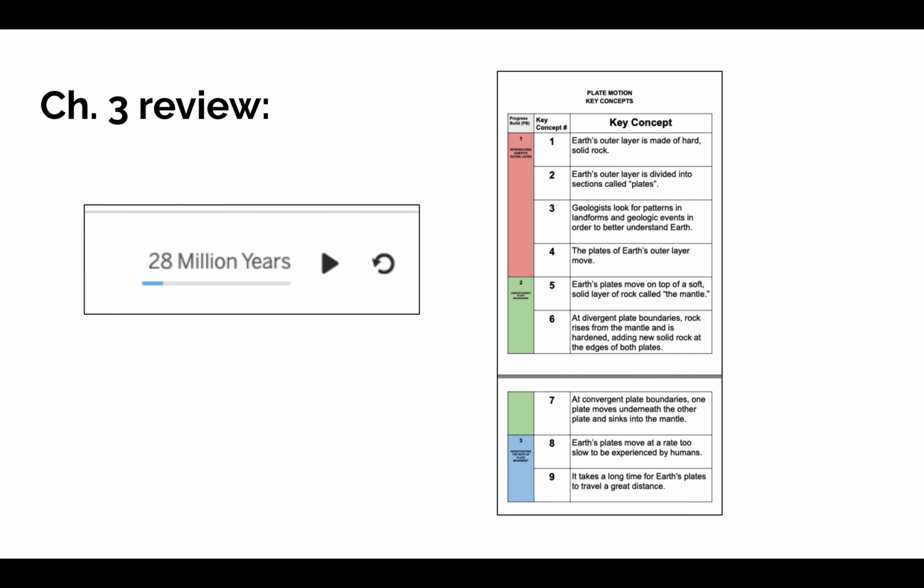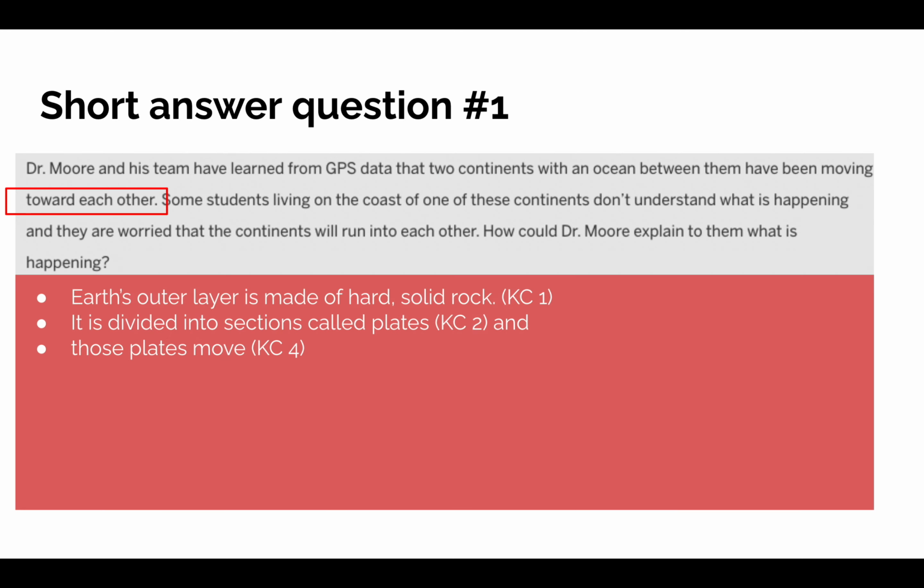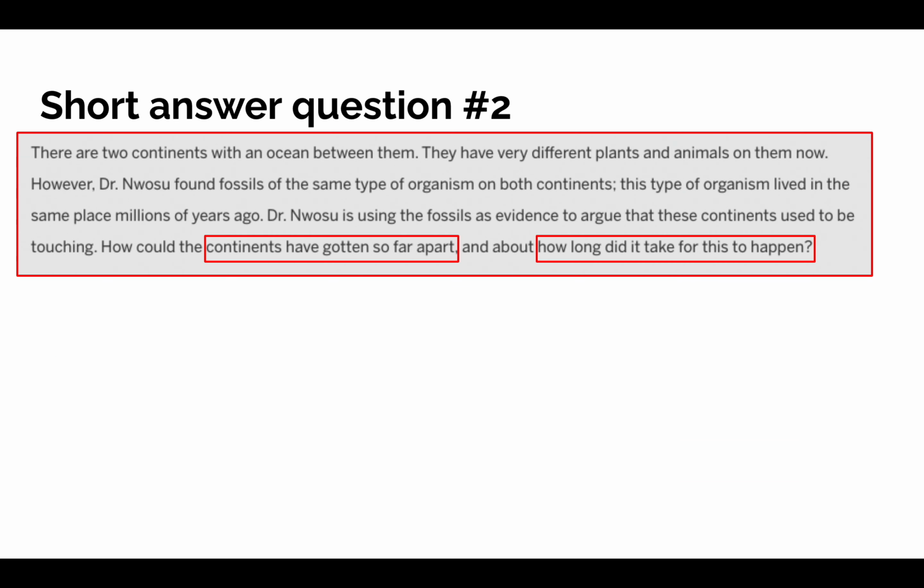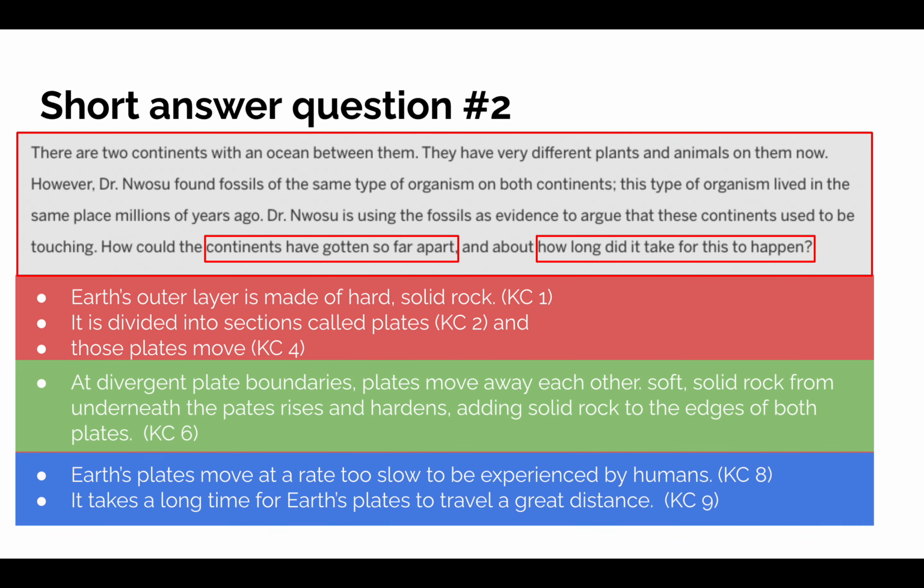So you know that it's going to take a long time. And then also, you guys have been given your key concepts ahead of time. So you know that you've been studying Earth's plates move at a rate too slow to be experienced by humans, and that it takes a really long time for them to travel a great distance. So I'm going to skip those 2 short answer questions, not go over them, except please remember, prepare yourself so that you can use key concepts from all 3 chapters in your response for both of those short answer questions. You need all 3, okay?